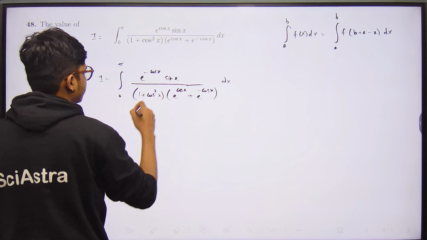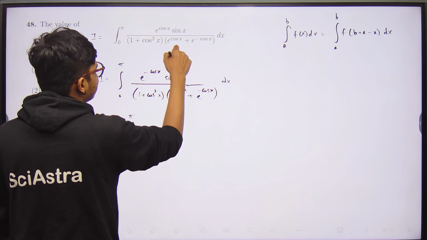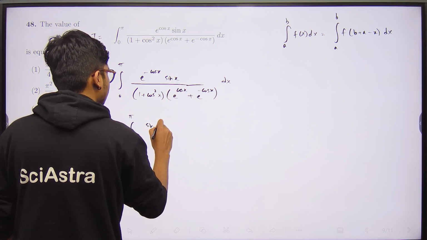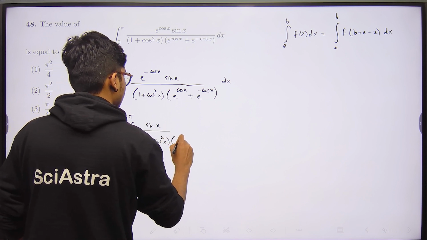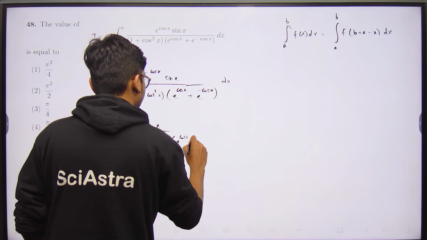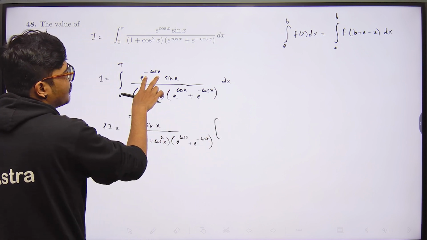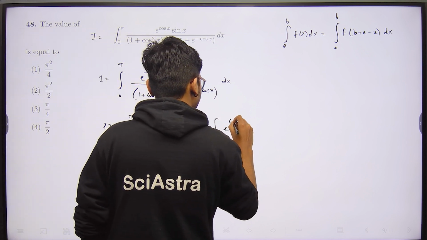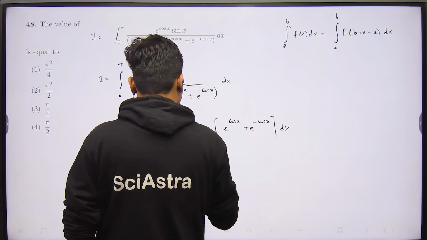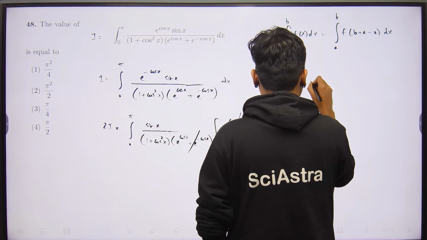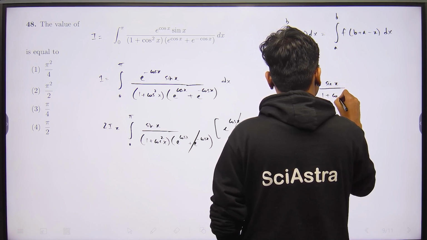So if I add these two expressions, I'll get twice of I equal to integral 0 to pi. अब देखो, this is common, right? Sin x by denominator is common, times e power cos x plus e power minus cos x, right? ये common है. इसके अलावा क्या है? यहाँ पे e to the power minus cos x, यहाँ पे e to the power cos x. तो e to the power cos x plus e to the power minus cos x dx, right? I can cancel this out. तो ये ultimately क्या बन गया? sin x by 1 plus cos square x dx, right?